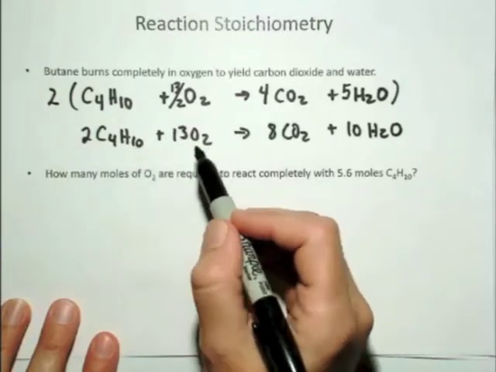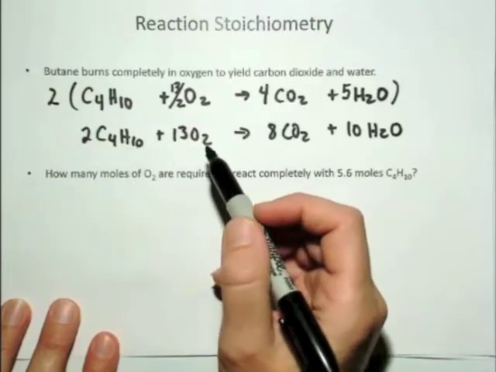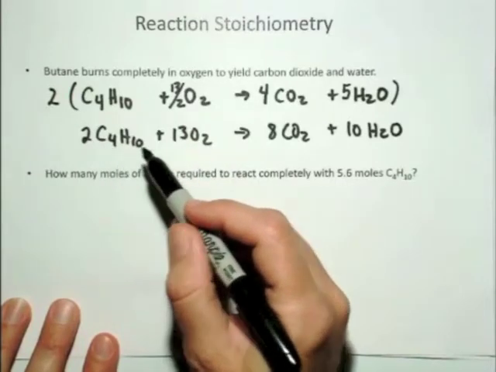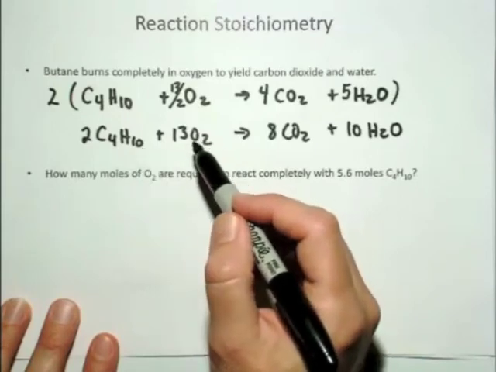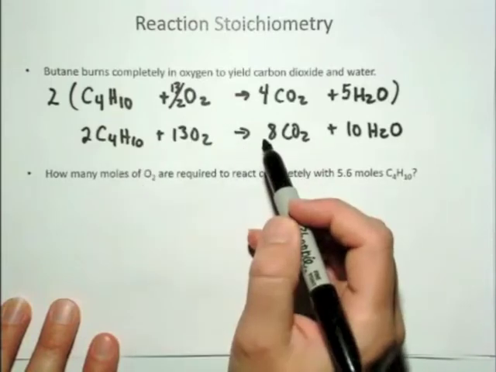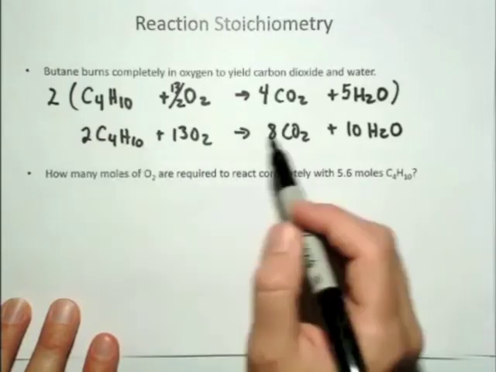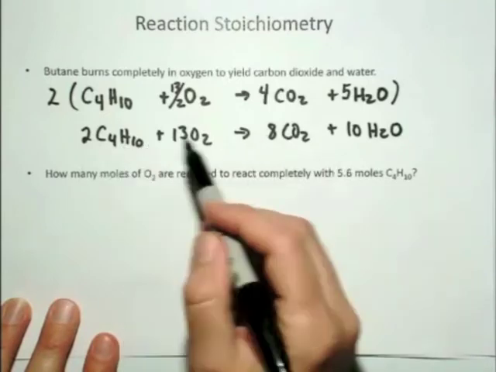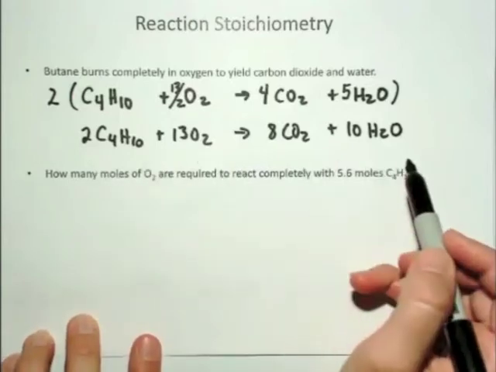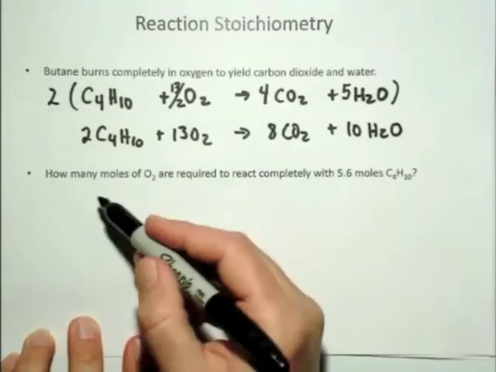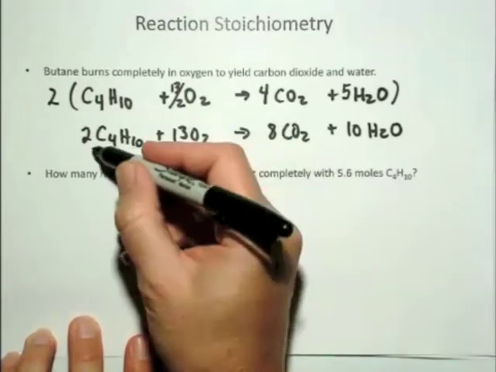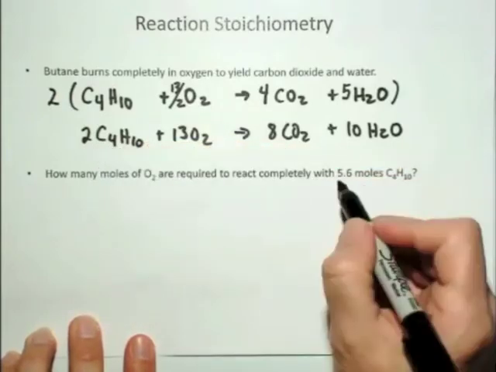So they will combust in a ratio of 2 to 13 or 13 to 2. And every time I completely combust 2 moles of butane, assuming I have at least 13 moles of oxygen, I'm going to produce 8 moles of carbon dioxide. So that's a 2 to 8 molar ratio. And the same goes for water. Every time I combust 2 moles of butane, I'm going to end up with 10 moles of water. All right, so there's a lot that can be read out of these chemical reactions. For example, how many moles of oxygen are required to react completely with 5.6 moles of butane? So what if instead of having 2 moles of butane, I had 5.6 moles of butane?